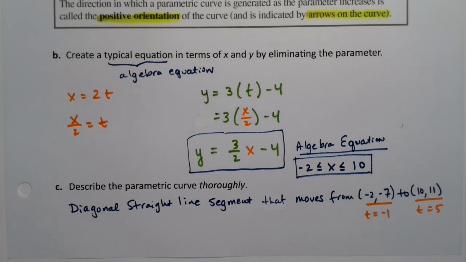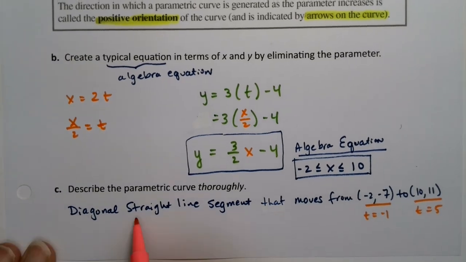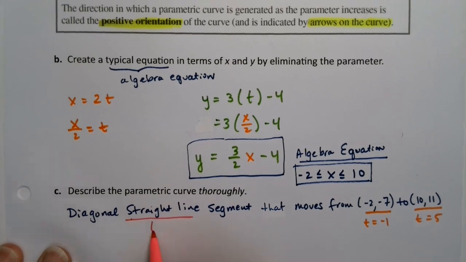Now, how do I know it's a diagonal line segment? Well, because it has a constant slope, right?